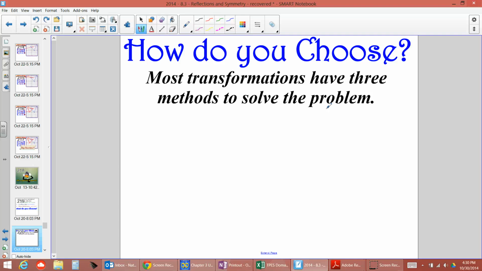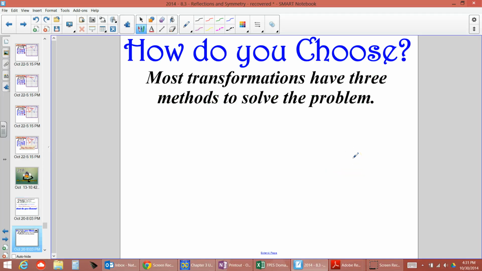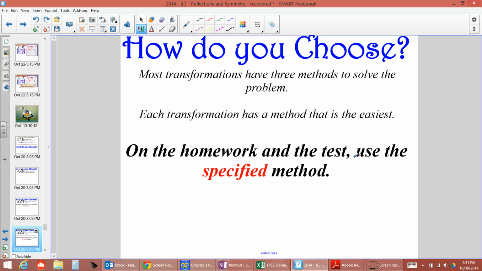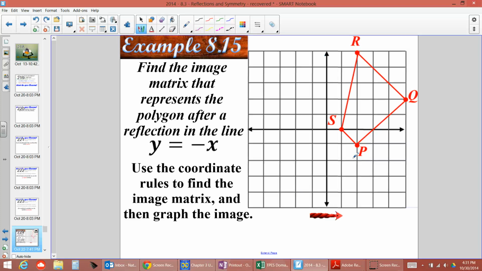How do you choose? How do you choose which one to use? Graphing method can be simple, but it can also be tricky. Coordinate rule is nice because it's very reliable. And matrix multiplication, in this instance, just isn't a viable option. So, most transformations have 3 methods to solve the problem. Each transformation has a method that is the easiest. For the homework, you got to do the specified method, unless it's matrix multiplication. I've told you, you don't have to worry about it. If no method is specified, use the method you prefer.